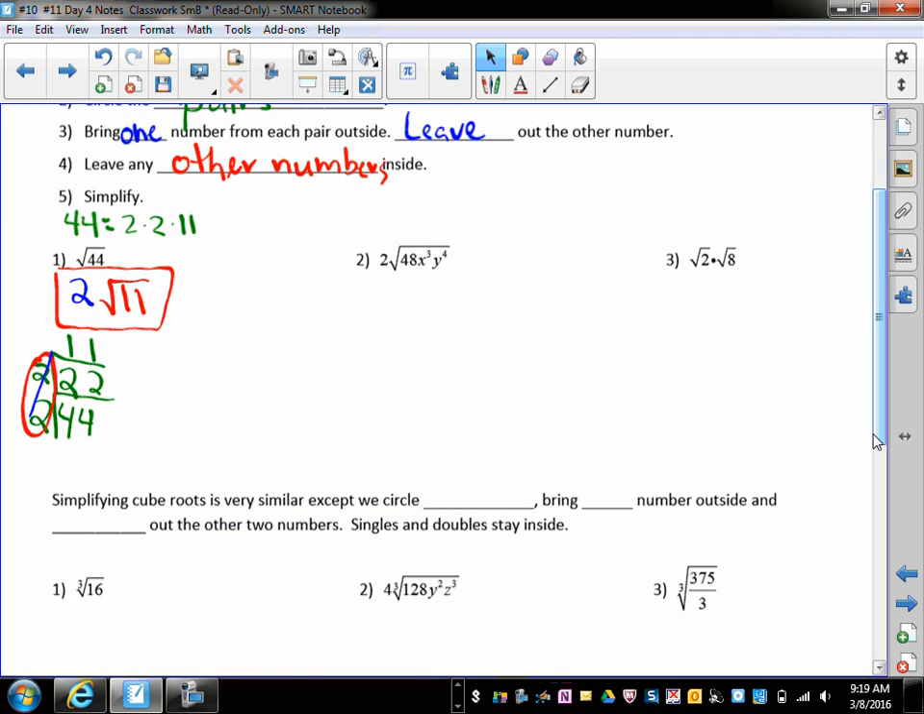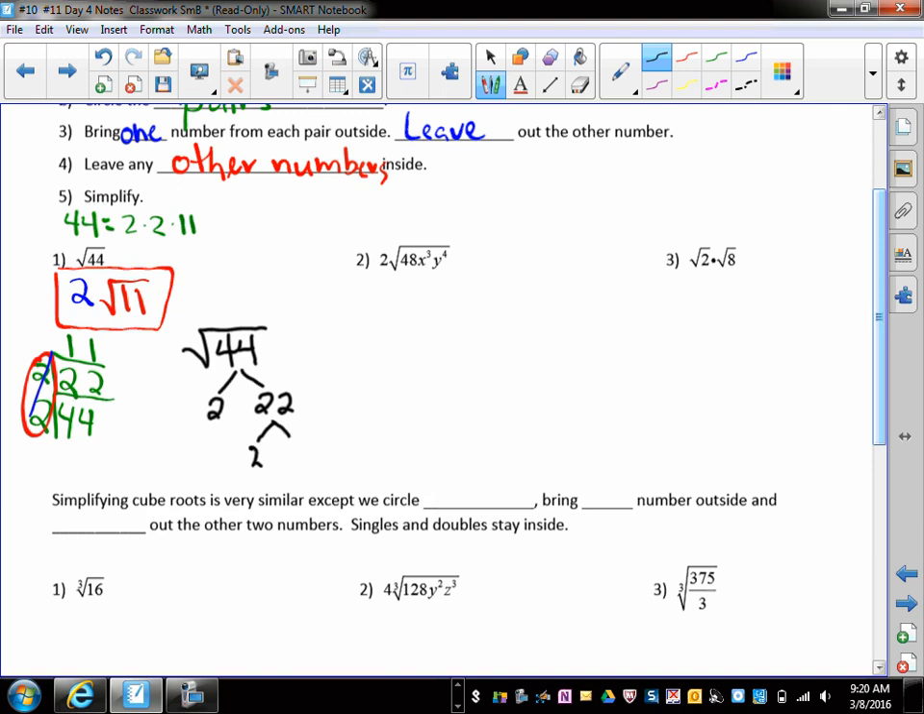Alright, so another way that you can do this, if you don't like the ladder method, something that I've had my students do in times past: I have the square root of 44, and we break it down into its factors. So you might think 4 times 11 or 2 times 22. It's the exact same process as your ladder method, just a different organization. So 2 times 22, and 22 breaks down into 2 times 11. I cannot break them down anymore, so these are my factors.